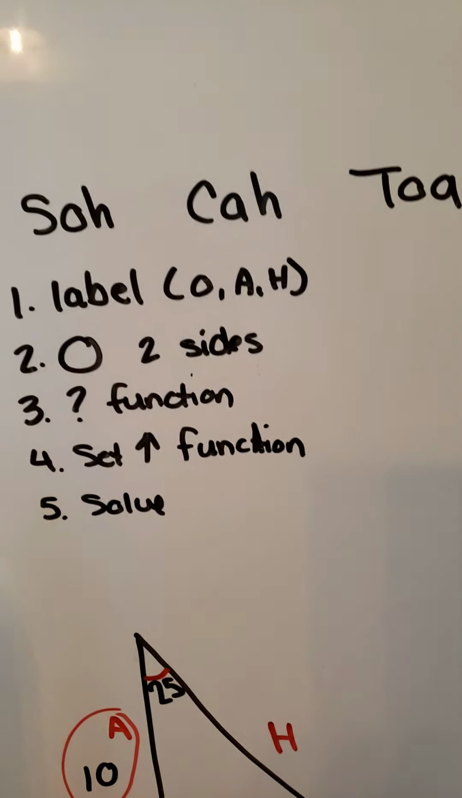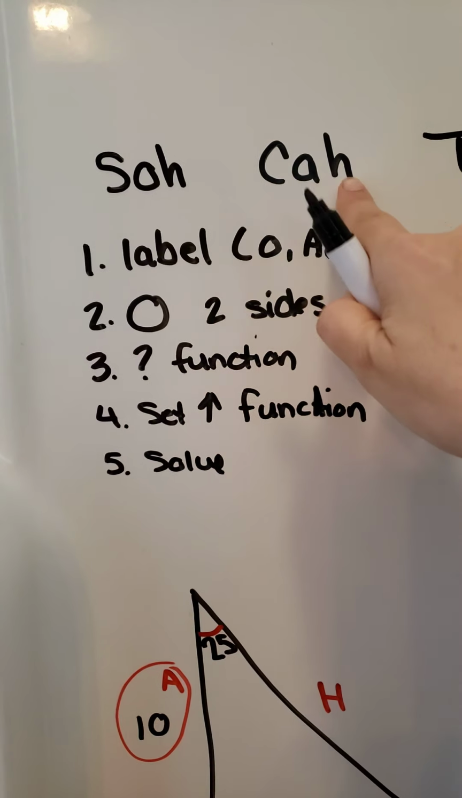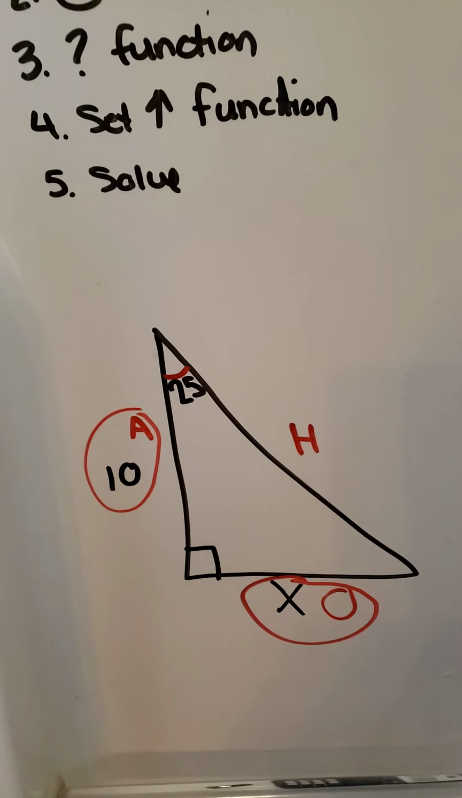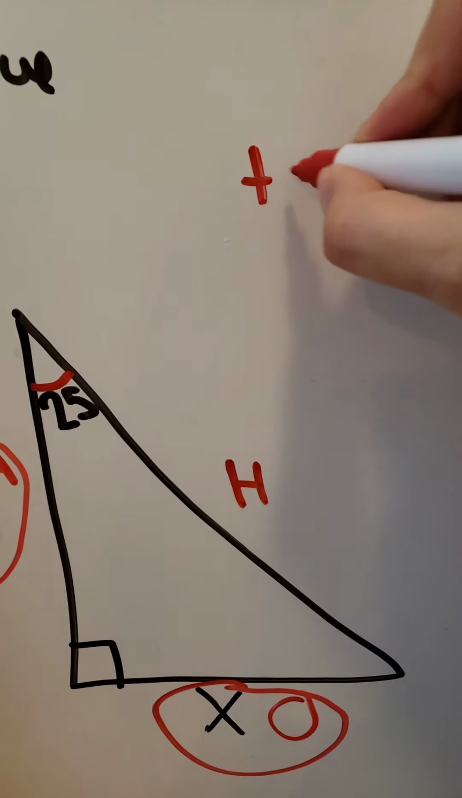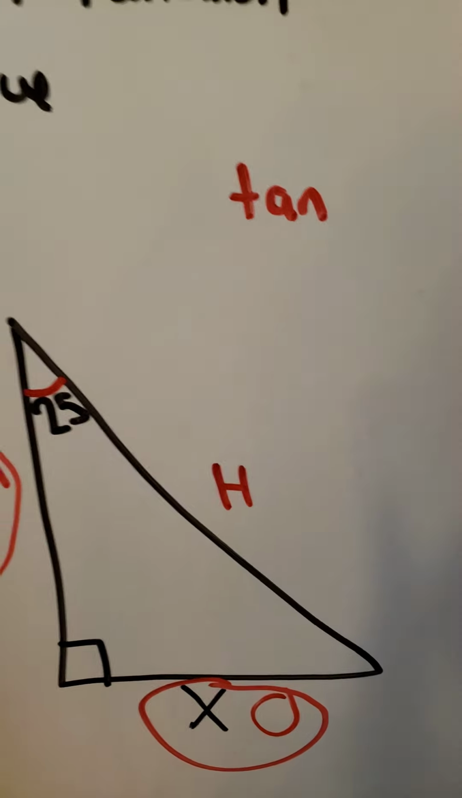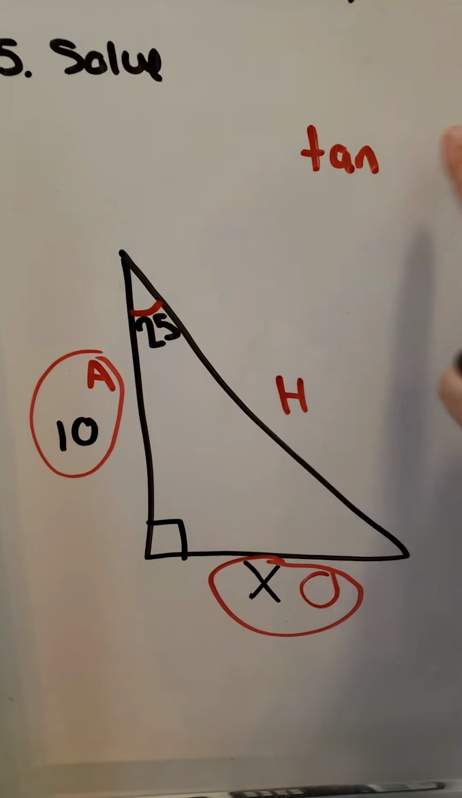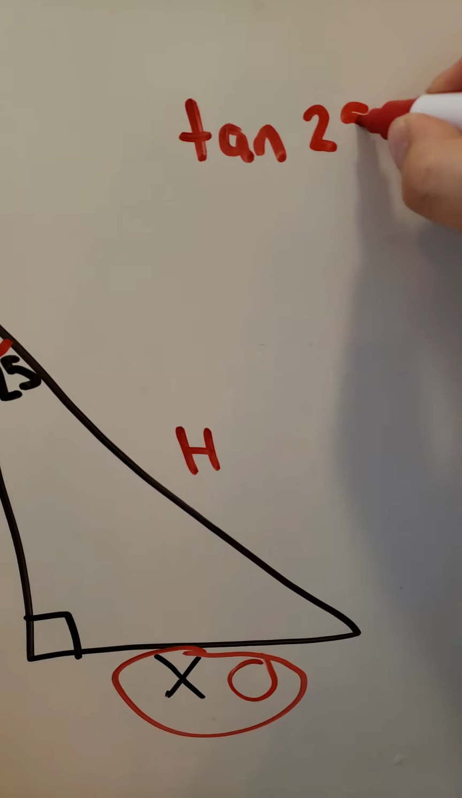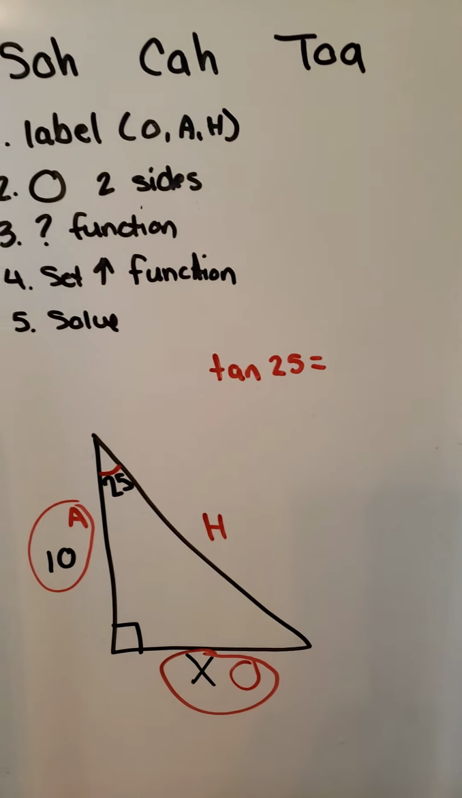So I go up here. This has O and H. This has A and H. This has O and A. I circled an O and an A. So that means I have to use tangent. How do I set that up? Tangent of 25 degrees. Remember, it's always your reference angle that goes right here. So tangent of 25 equals, is it A over O or O over A?